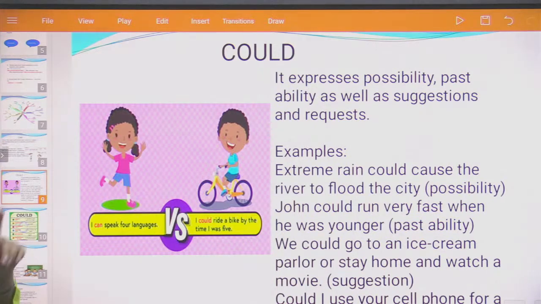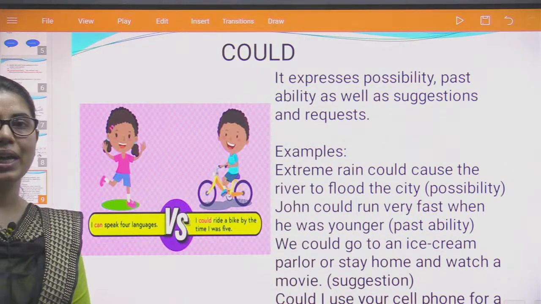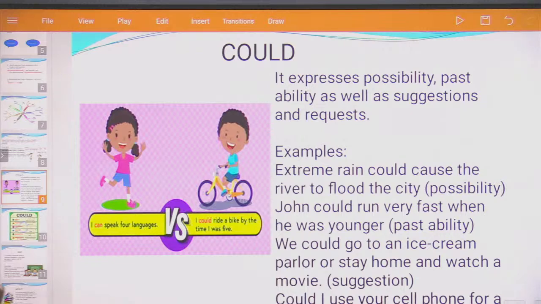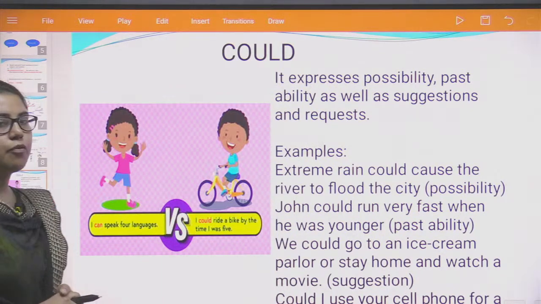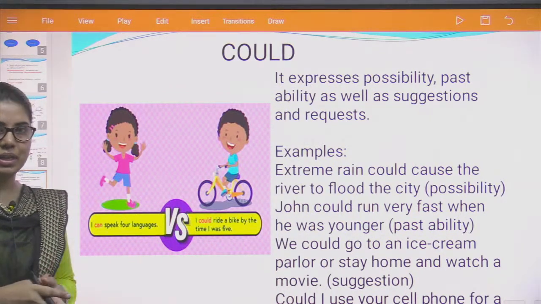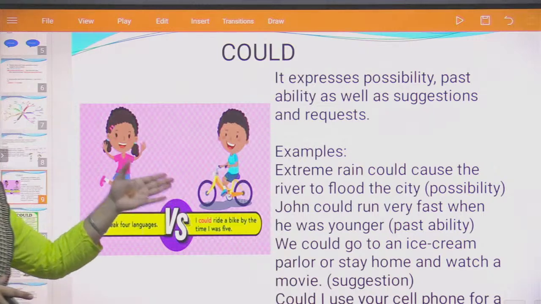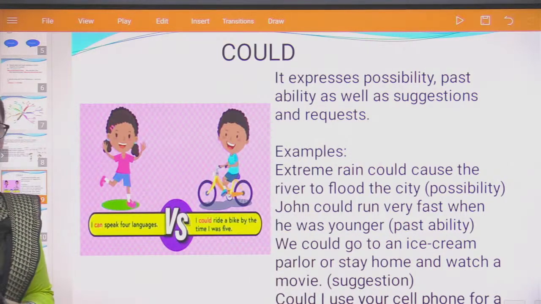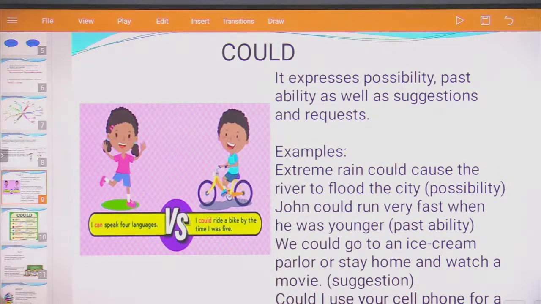Okay, so student, the can modal we have used to show ability in general and present time, but this could modal we use to show the ability of the past. Okay, that means past abilities as well as suggestions and request. Okay, now let's see a few examples here, students.